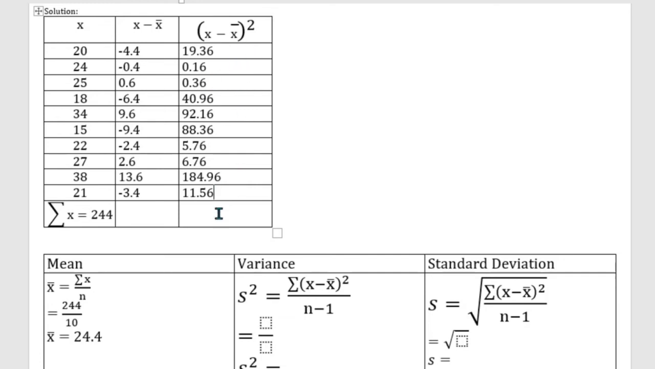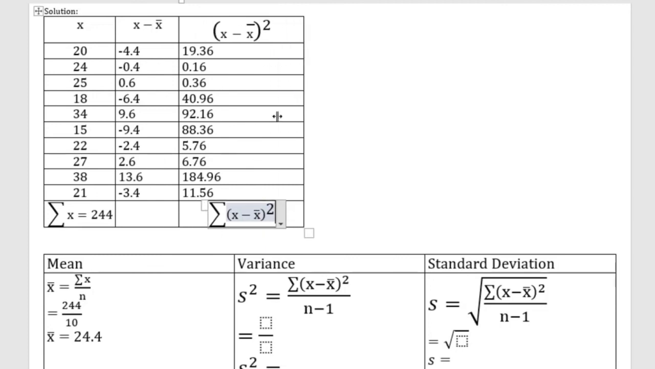Now, in the formula, we need to determine the sum of these squares. Thus, we have the summation of the squares is equal to 19.36 plus 0.16 plus so on and so forth. We got 450.4. This is now the summation of the squares of the differences.